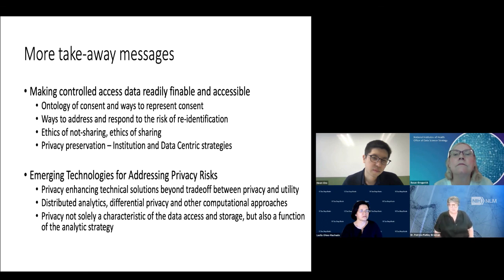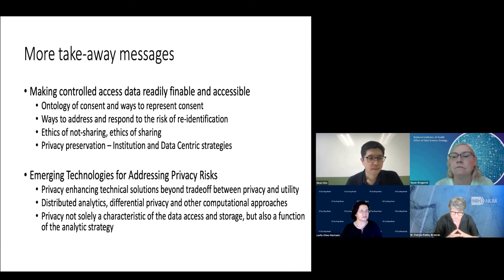Lucila also raised the question of the ethics of not sharing and the ethics of sharing, understanding particularly in the time of a pandemic, the challenges of keeping data secure and the challenges of learning what needs to happen and what is unfolding in a public way are really at odds with each other. And she introduced us to the concepts of privacy preservations that has both institutional and data-centric strategies. That characterization, again, I found quite helpful. And a terrific lead into Dr. Cho's final presentation on the emerging technologies for addressing privacy risks. The privacy enhancing technological solutions take us beyond the trade-off between privacy and utility.